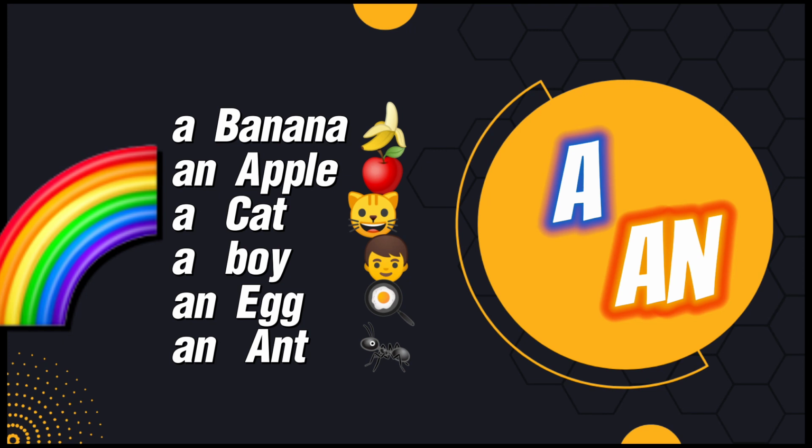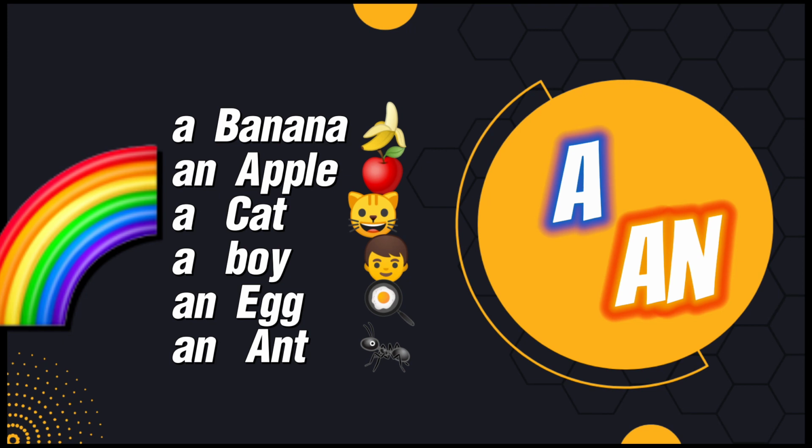The next word, egg, has the letter E in front. E is a vowel. So what do we put? We put an. If we read it, it sounds like an egg. Okay, and the last word is ant. Ant starts with the vowel A, so again we must put an ant. Now, let's go through these words together.